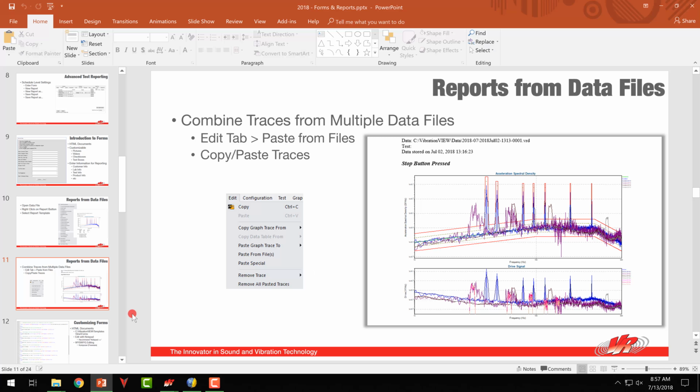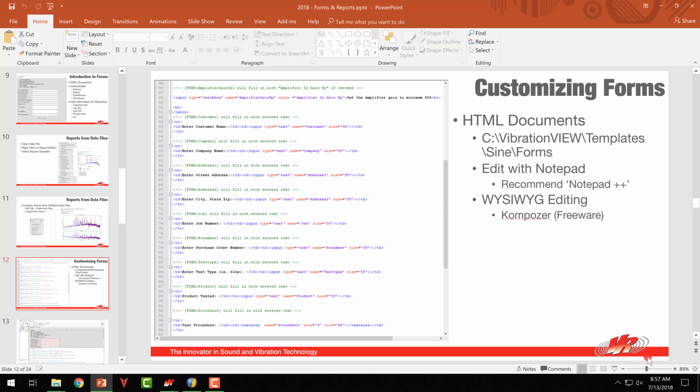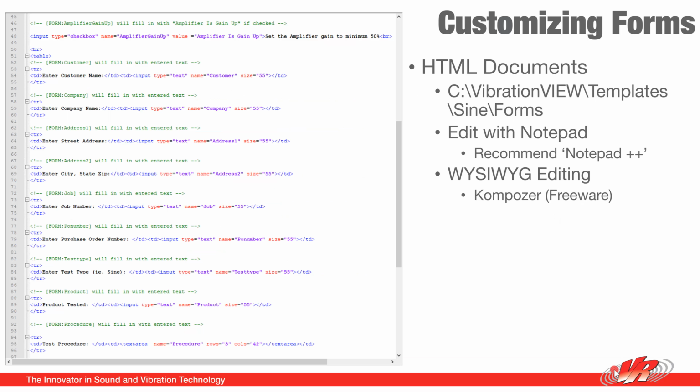Alright, let's keep moving forward. So next we're going to talk about customizing forms. And again, forms are HTML documents. On the left-hand side, this is what the text version of an HTML document looks like. With this, when I actually view that HTML in a web browser, it will look like that form that we entered at the beginning of the test.